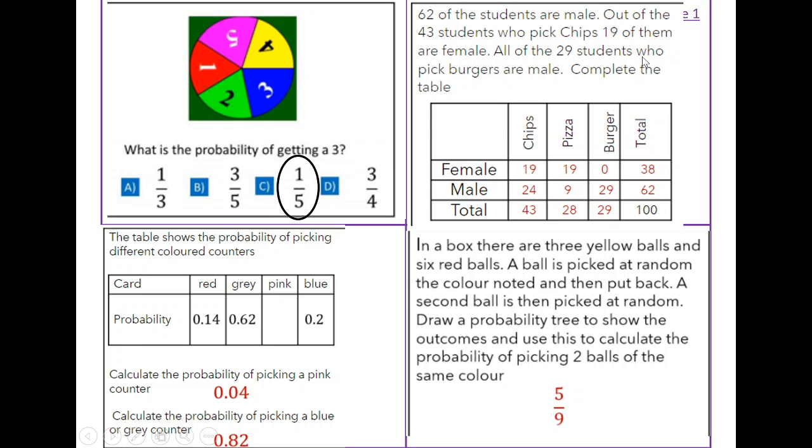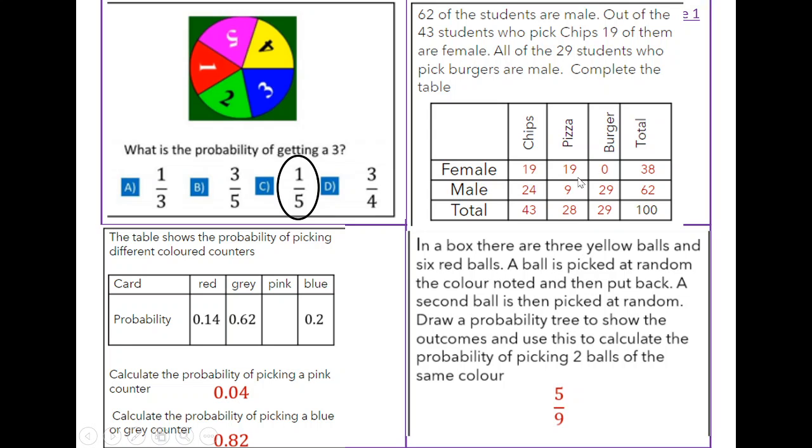All of the 29 students who pick burgers are male. So the burger one, all 29 there, and they're all male, which means there's a 0 in the burger at the top. So you've got all of the burger one filled in. If you know the 24 and the 29 add something equals 62, take 24 and 29 away from 62 and you're left with 9. Okay, and if you've got 62 in the total and we know there was 100, you can get the 38. We've got the 0 here as well.